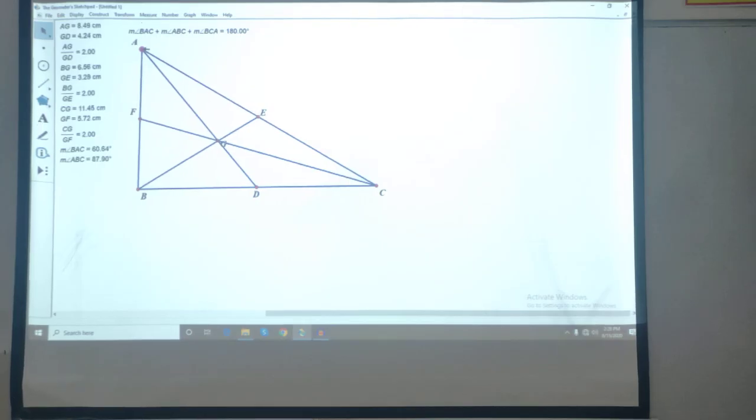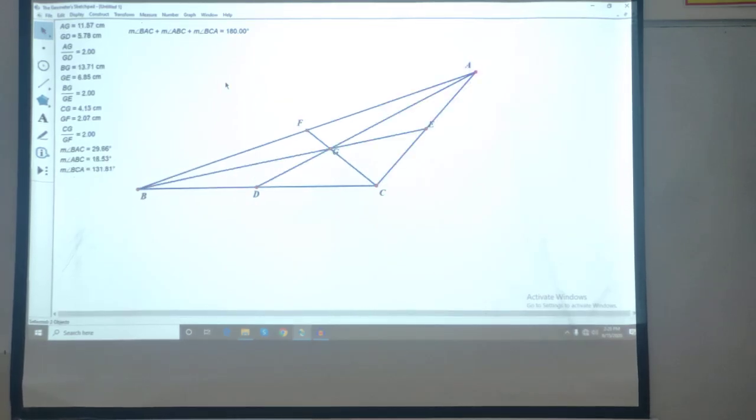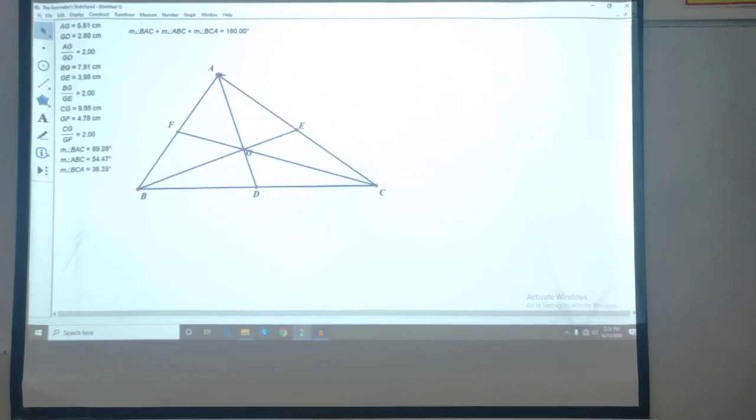Angle B is approximately 87.90 degrees. So you can calculate the angle C. Angle C is this one. So in this way, whether the triangle is an acute angle triangle, an obtuse angle triangle, or a right angle triangle, the center always lies inside the triangle.